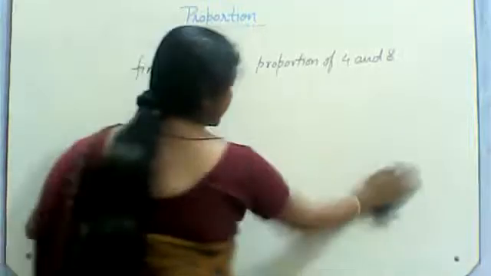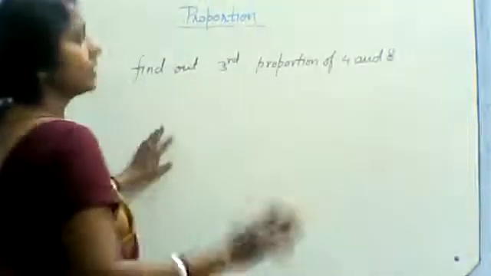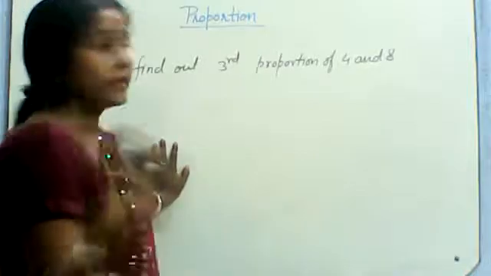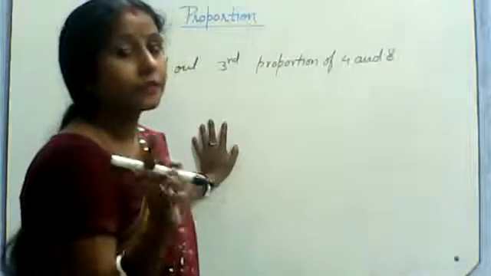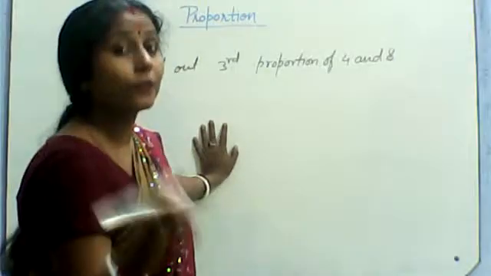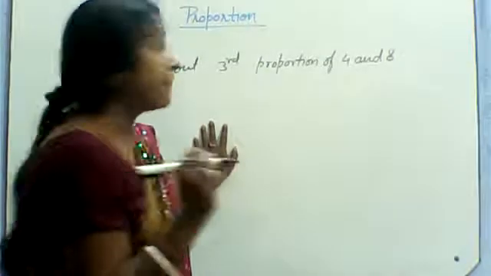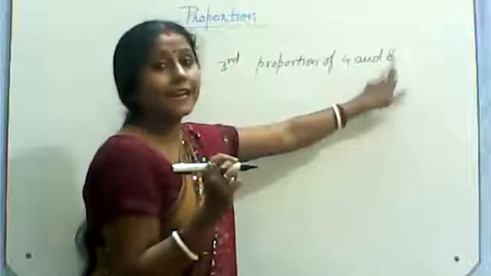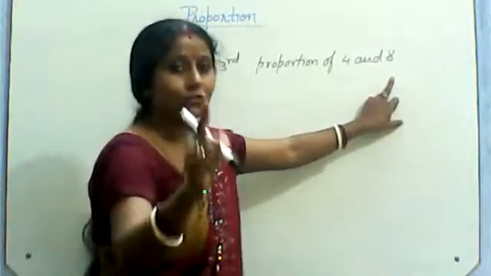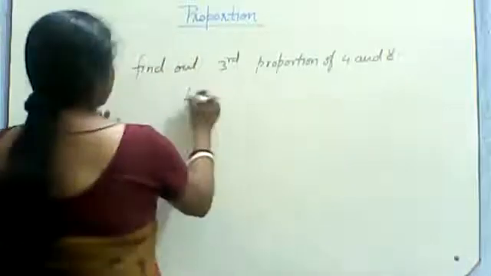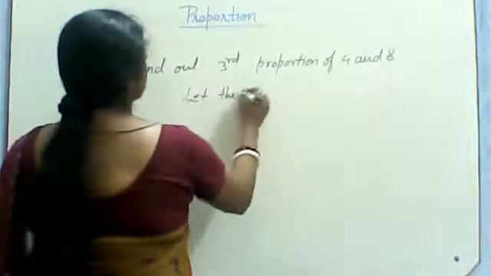If it is saying find the third proportion of 4 and 8, then you should know that whenever it is third proportion, it is a question of mean proportion. Means 4 and 8. This 8 will be twice. 8 is the second term and the third term both. Okay?